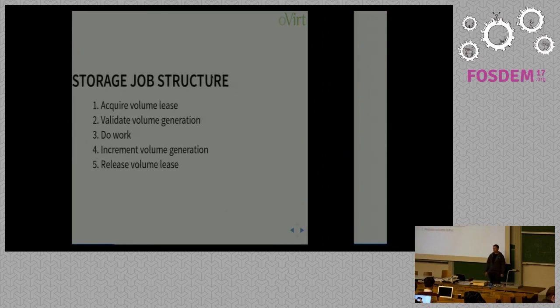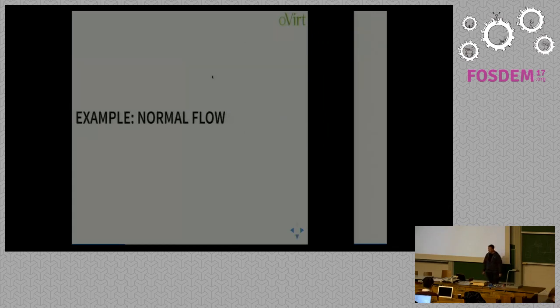So we'll take all of these things and put them together in a rough storage job structure. No matter what the job is, we always acquire the volume lease. We compare a requested generation, which is supplied by the engine when scheduling the job, with the actual generation as it appears on storage. If they match, we do whatever work the job prescribes. When we're done, we increment the volume generation to the next integer, and then we release the volume lease.